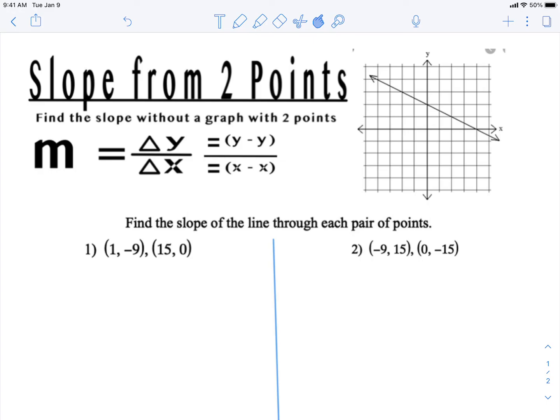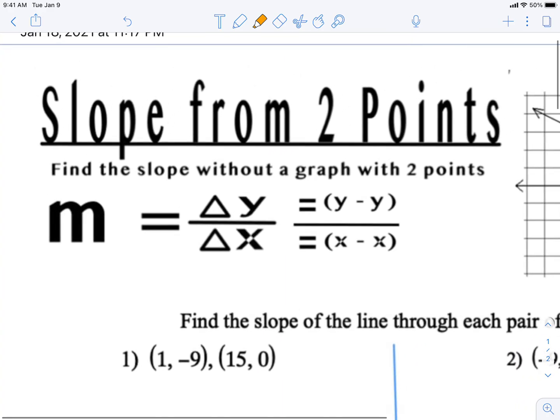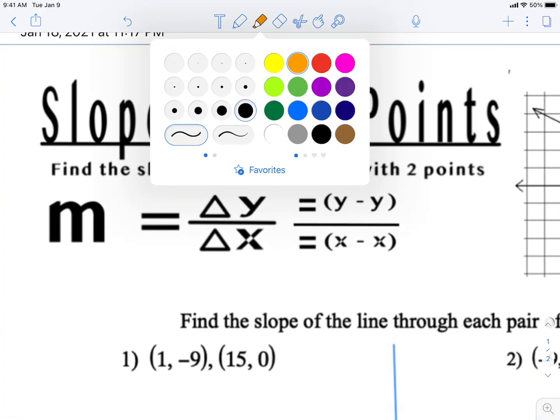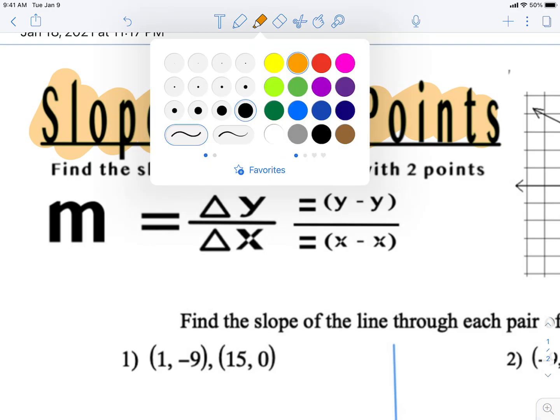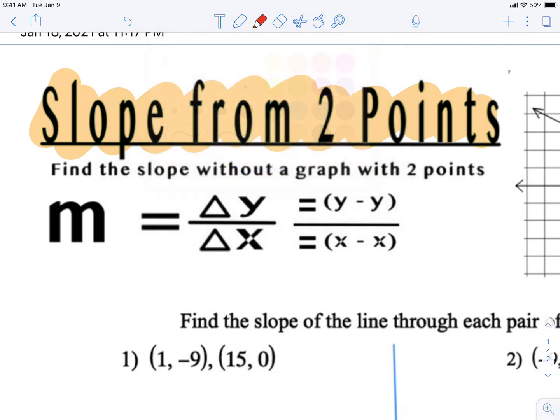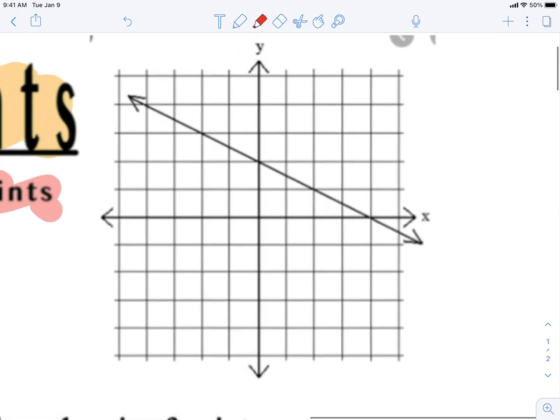Always start off with the title of these particular notes, which are called "Slope from 2 Points." We're going to find the slope from 2 points, and specifically, we're going to find the slope of 2 points without a graph. Find the slope without a graph with 2 points.